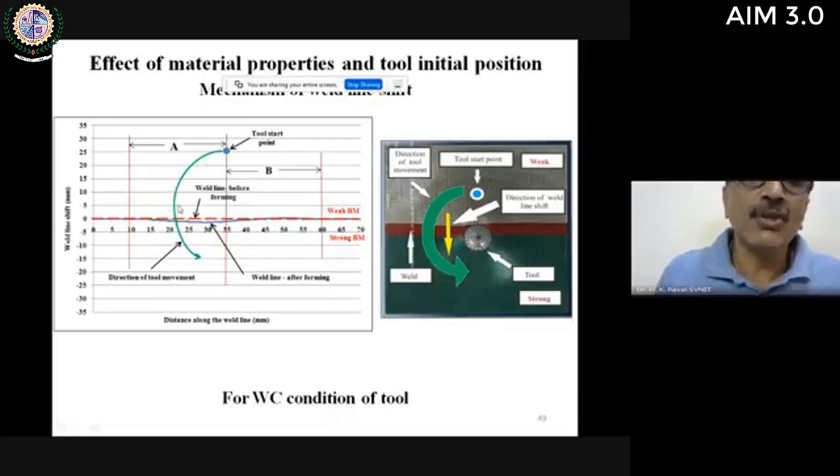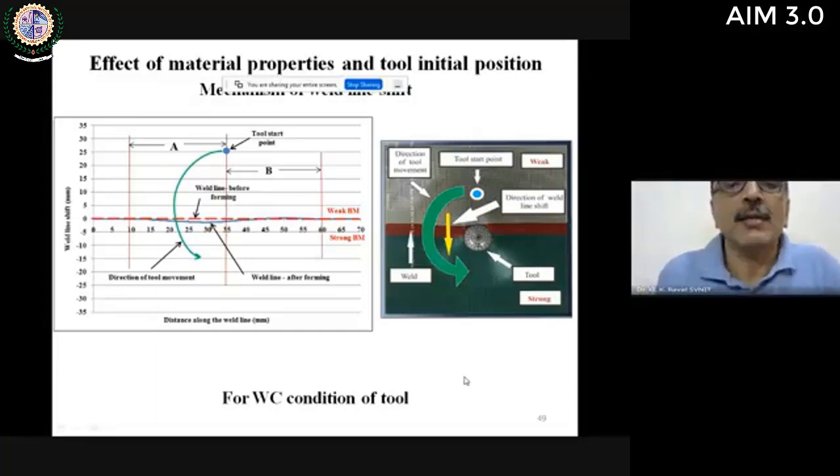So the direction of tool motion is very important. The direction of tool motion is important to understand the weld line shift. You can very well notice this: these are the directions, and here only you find the weld line shift. You do not find weld line shift here. So this is the first takeaway, the importance of the starting point and the importance of direction.